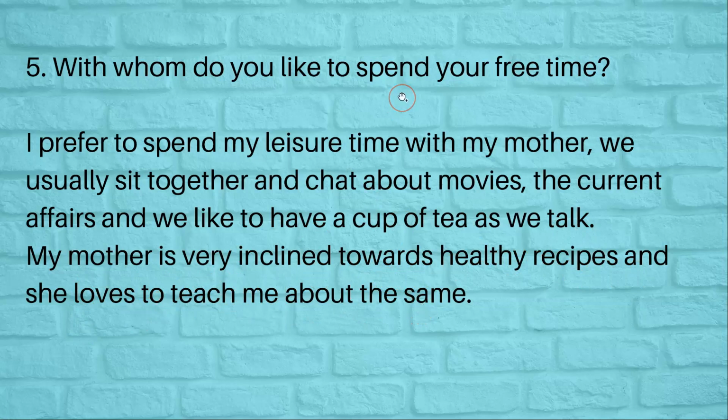So when you are asked this question, like with whom do you like to spend your free time, you can mention the person. Like here, I'm saying I prefer to spend my leisure time with my mother. You can notice how I have used a different word. Instead of free time, I have used the words leisure time. So after saying that I spend my free time with this person, I can extend the answer by actually saying what I do with this person. So we usually sit together and chat about movies and the current affairs, and we like to have a cup of tea as we talk.